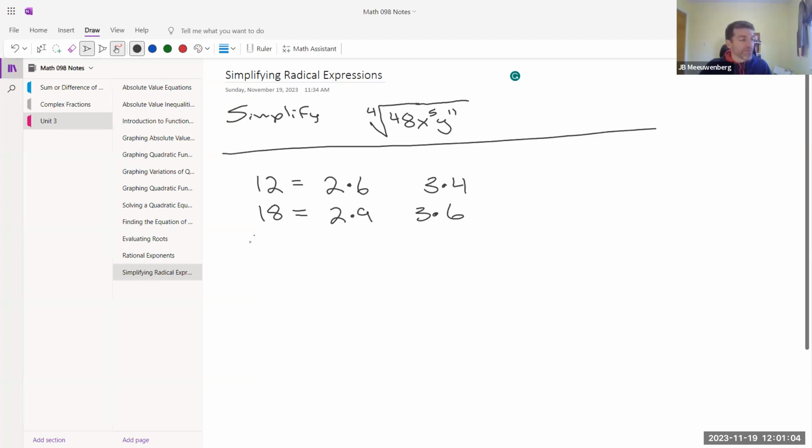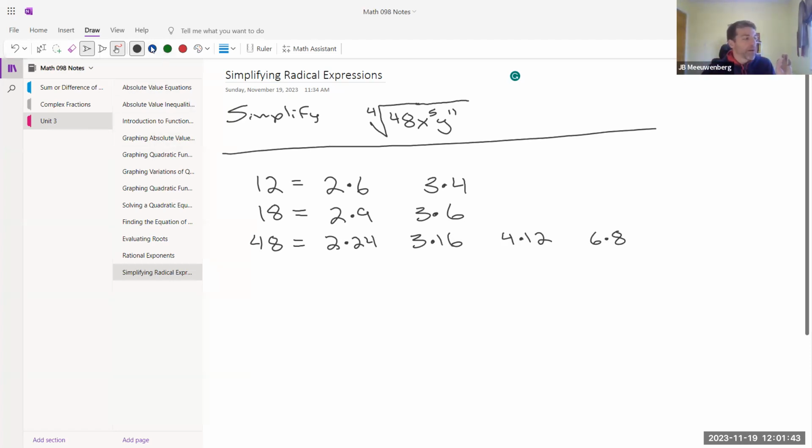Now do the same thing for the number 48. If you paused it and you're coming back to the video, you should have 4 different options. If you don't have all 4, pause it and see if you can figure out what the other ones are. You should get 2 times 24, 3 times 16, 4 times 12, and 6 times 8. All right, so that's the first part of this exercise.